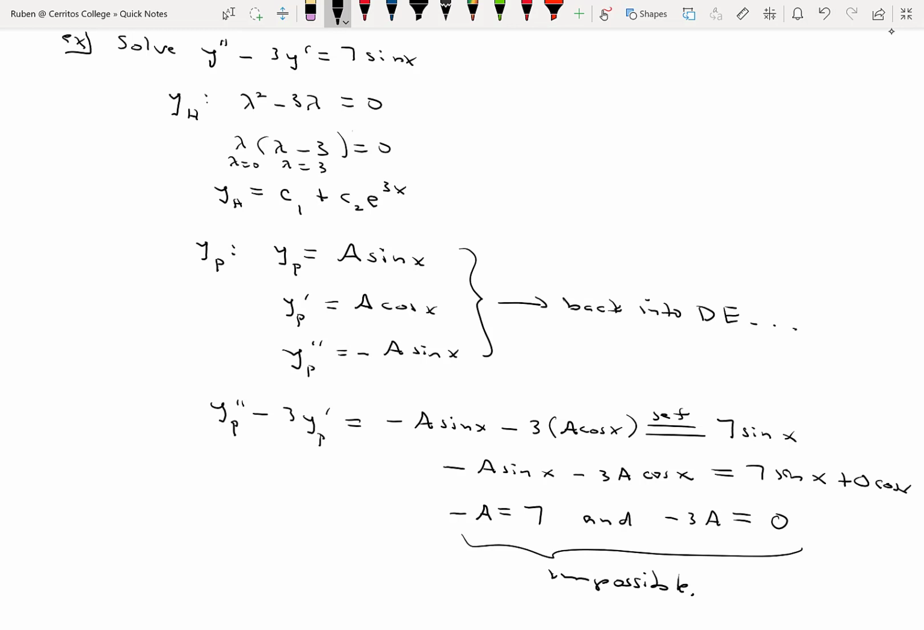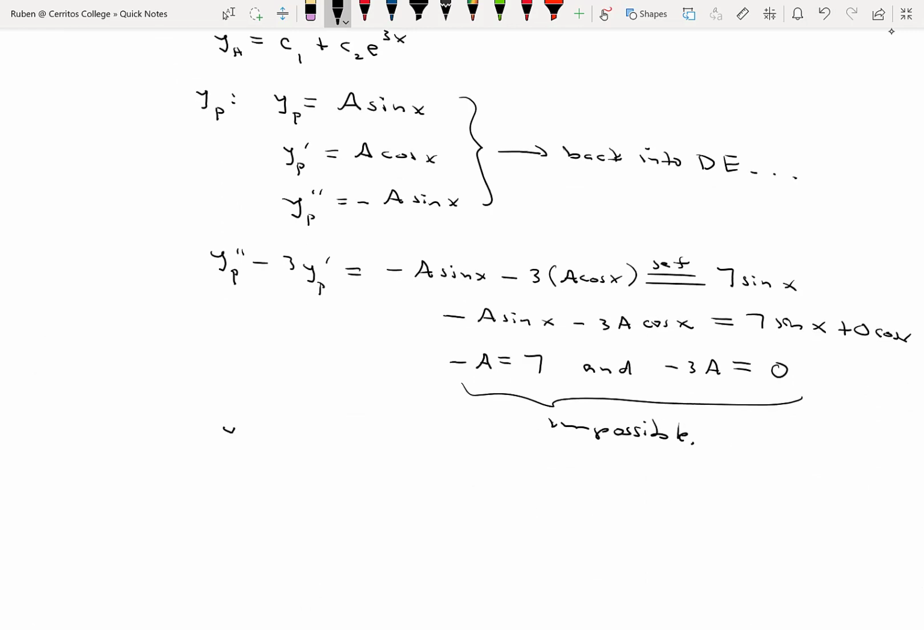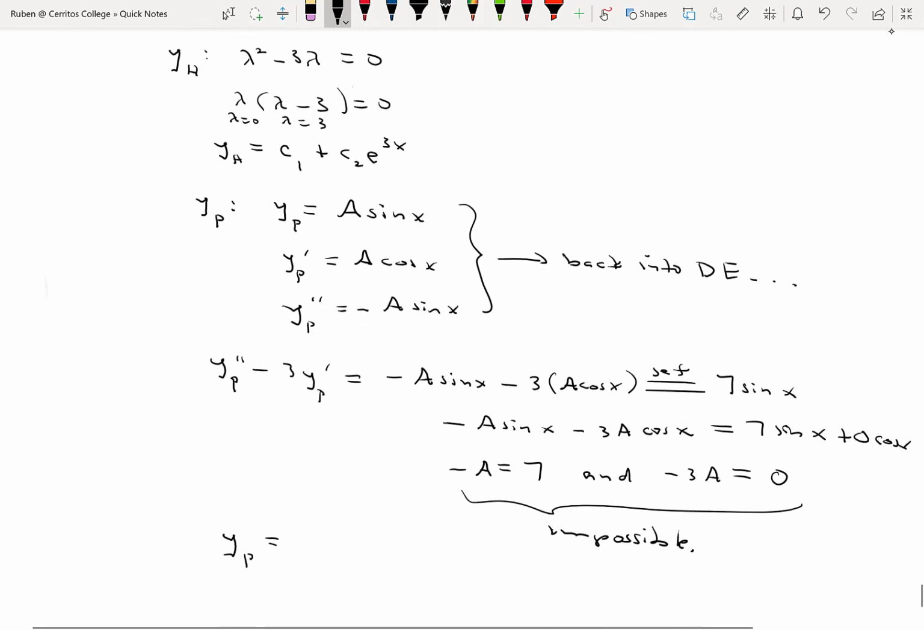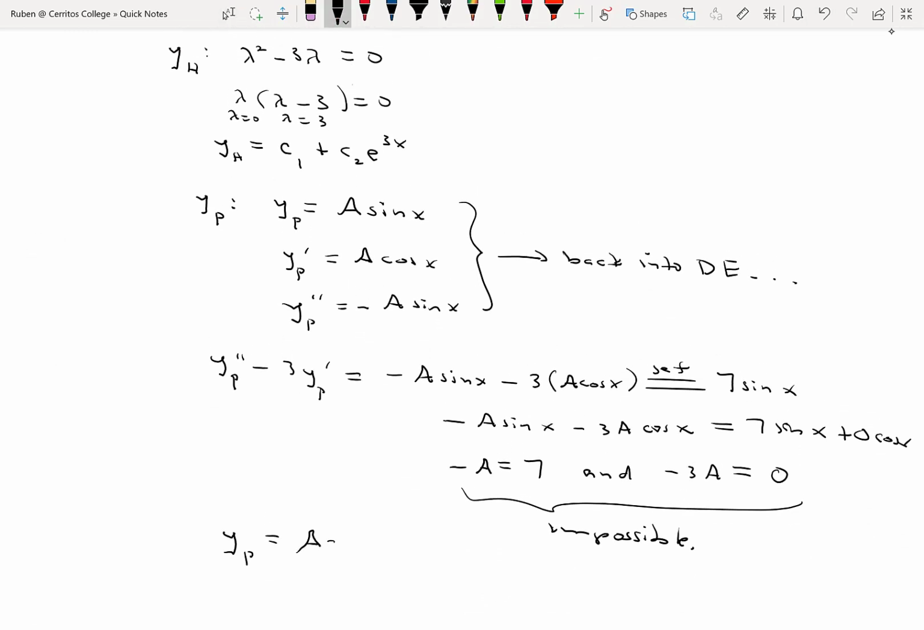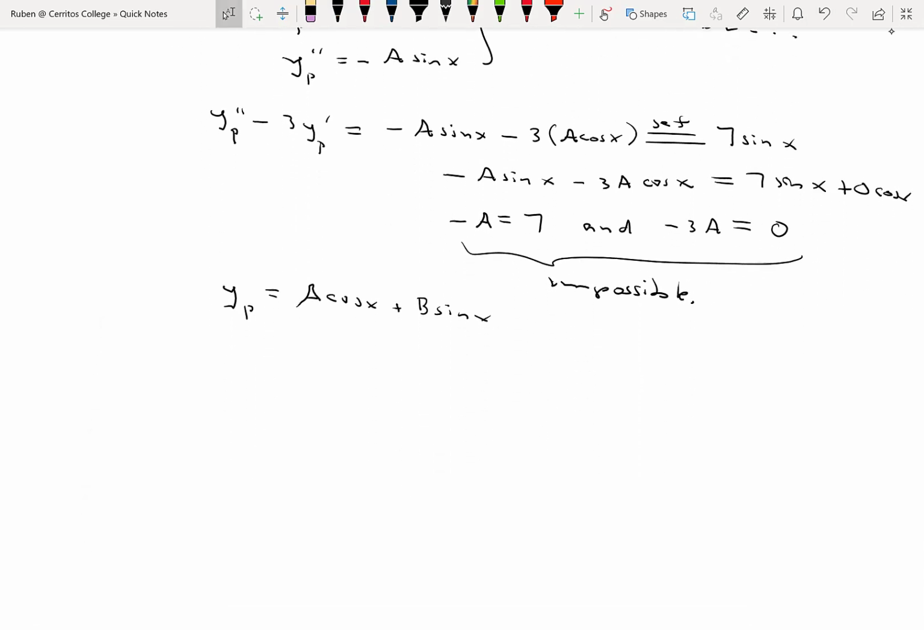So what went wrong? What's the problem? The problem is, while it's true that if we assume that our solution has sine in it, the derivatives return sines occasionally, they also return cosines. And our right-hand side can only have a sine in it. So in order to have a hope of not having a cosine left when we substitute our particular solution into the differential equation, we assume that our particular solution has that sine in it, the original sine that was in our differential equation, but also has a cosine in it. So we assume that the particular solution looks like a cosine x plus b times sine x, and then hope to find the constants a and b.